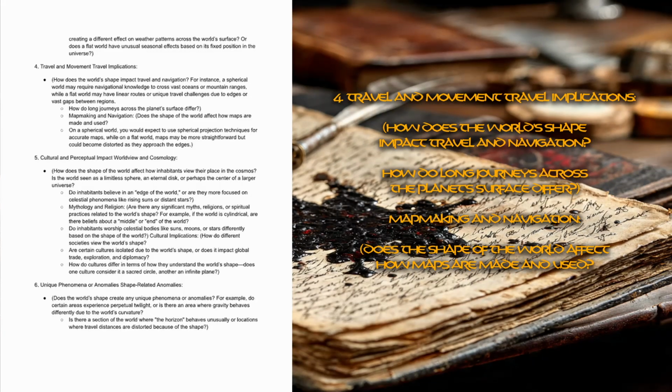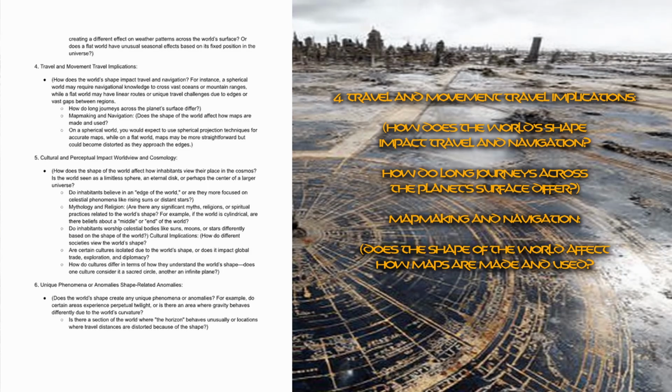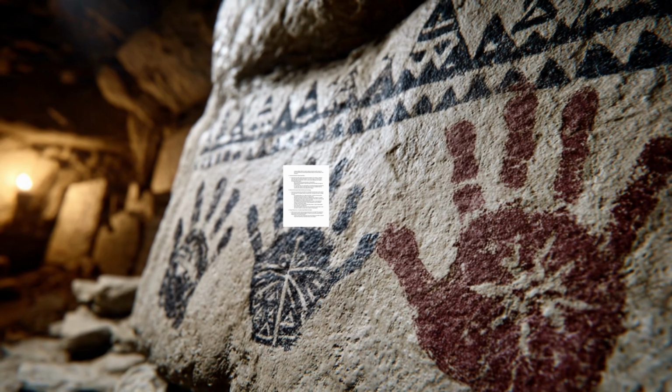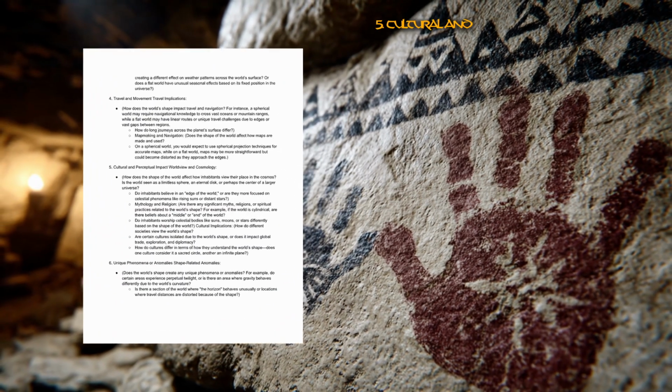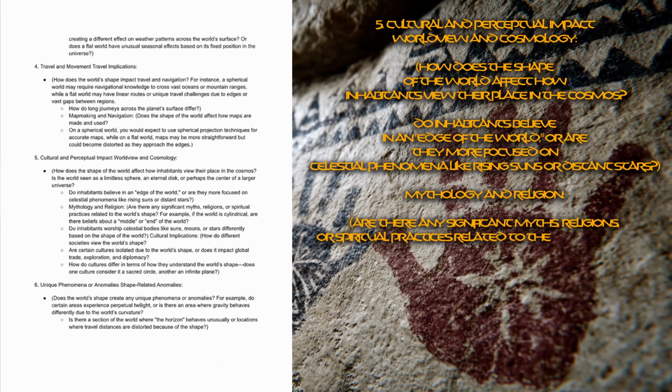This forces a choice in cartography. Do your mapmakers struggle with complex spherical projections to flatten a globe? Or are their maps literal, one-to-one representations of a flat plane? Section 5. Cultural and perceptual impact. This moves us from the map to the mind.